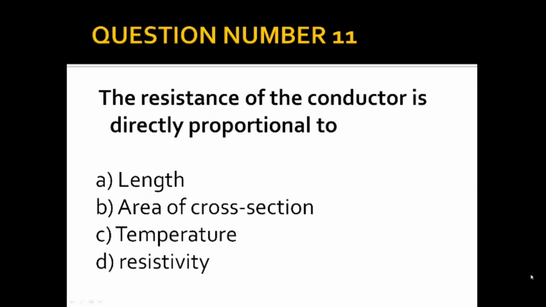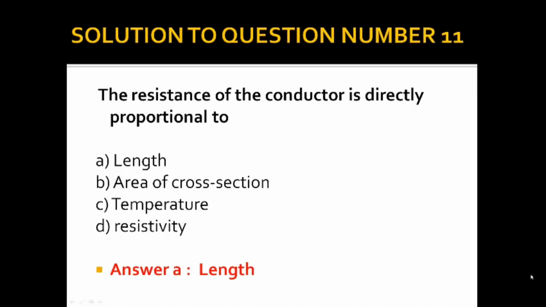Question number 11. The resistance of the conductor is directly proportional to dash: length, area of cross-section, temperature, or resistivity. The answer is length. If you get the equation of resistivity, you see that resistivity is the ratio of the product of resistance and area to that of length. Now, if you arrange it well, you will see that resistance is directly proportional to length.